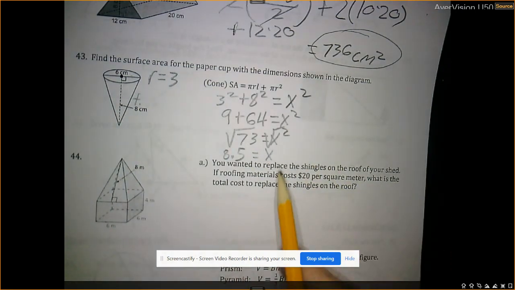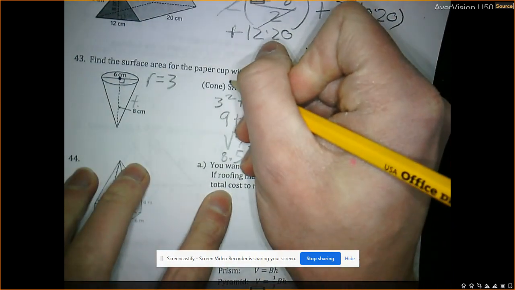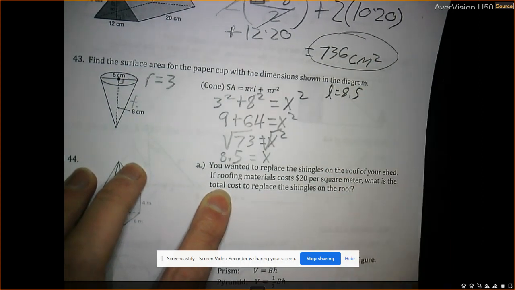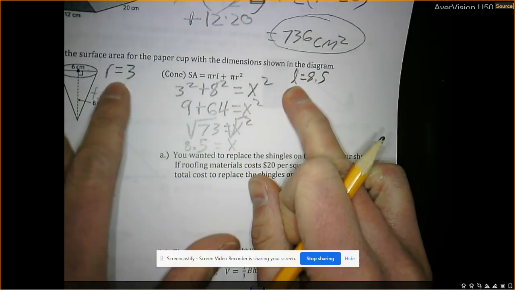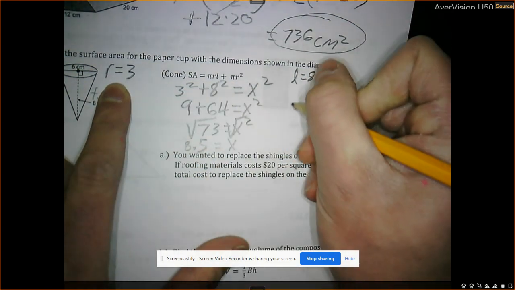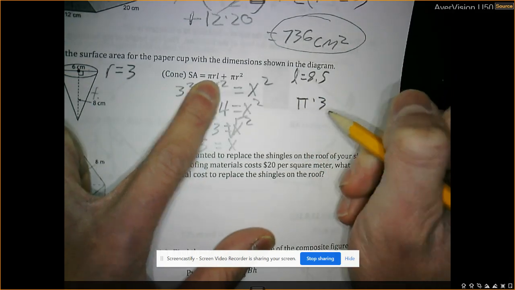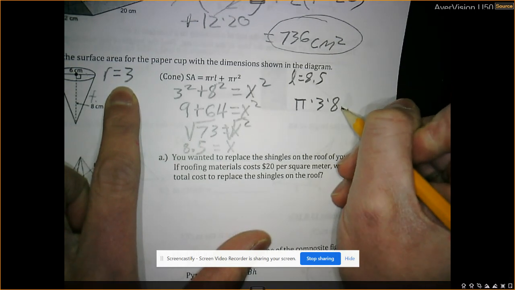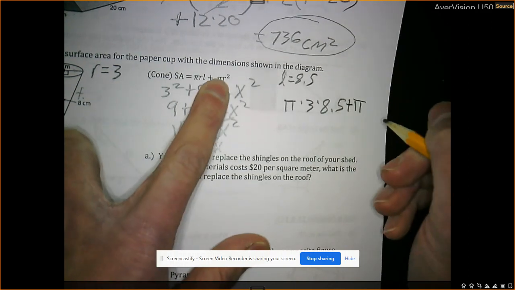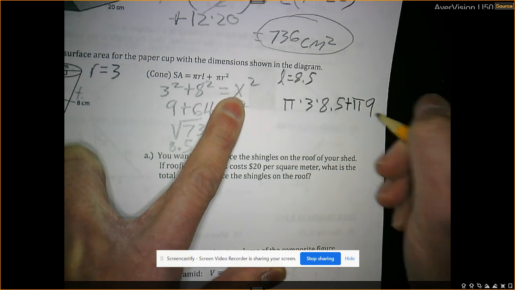So maybe instead of calling it X, I could have called it L from the beginning, but knowing this formula, L is your slant height, so I will go over here now and say L is 8.5. Okay, so we have R, we have L. That means we can plug into this formula to find our surface area. So it's going to be pi times R, which is 3 for us, times our L, which is 8.5, plus pi R squared. Our R is 3. What's 3 squared? 9. So I'm just going to write 9.